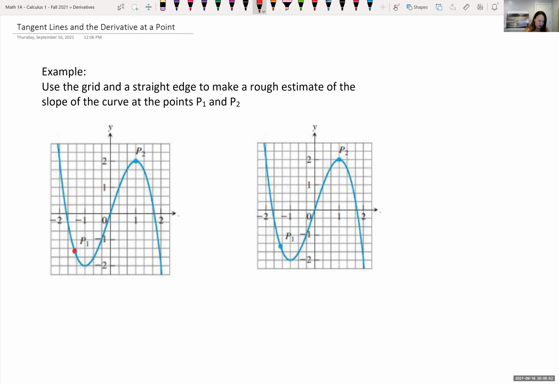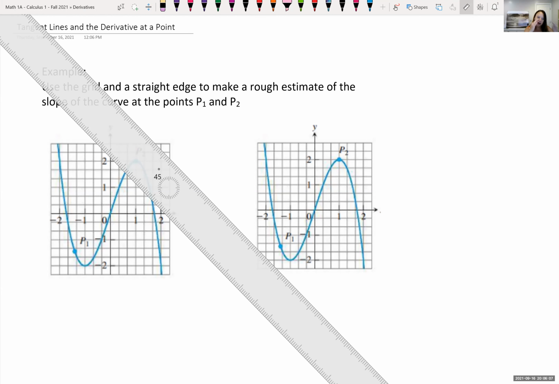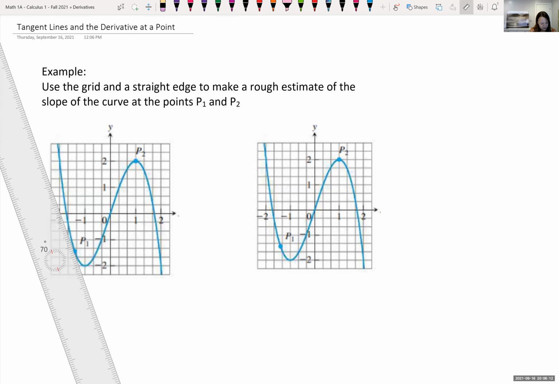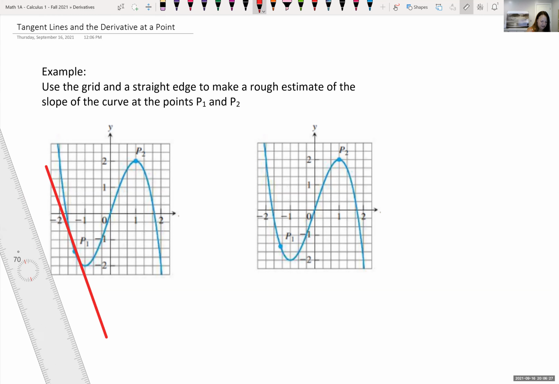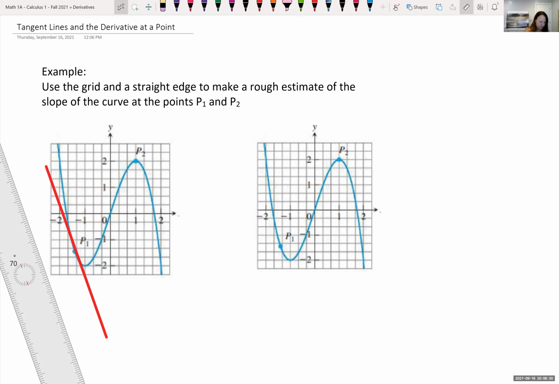I can see, first of all, that my function is decreasing, right? It's going down from left to right. So that should tell me that my slope of that line should be a negative number. But we want a straight edge, and we want to try to figure out and make the tangent line. So the tangent line at that point, we're going to line it up, is about like this. And so I'm going to just draw this line in here. And maybe I'm off a little bit, but I think it's kind of close.